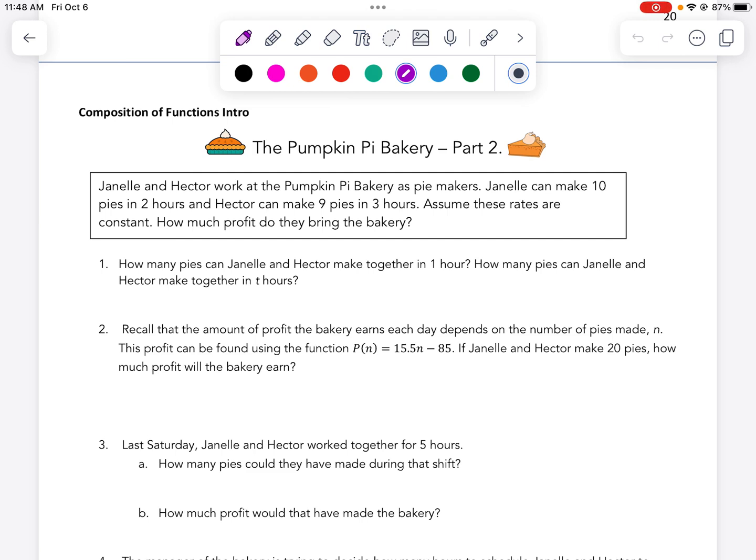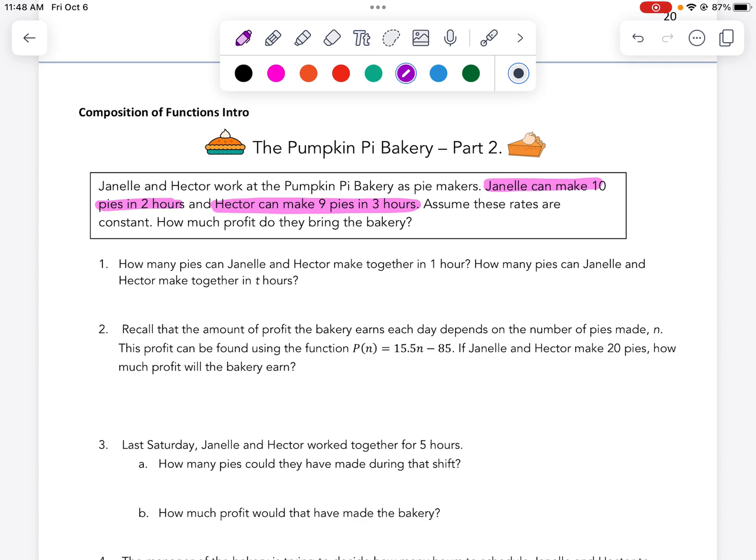Janelle can make 10 pies in 2 hours. Let's highlight that. And Hector can make 9 pies in 3 hours. Assume these rates are constant. How much profit do they bring in the bakery? Or do they bring the bakery?